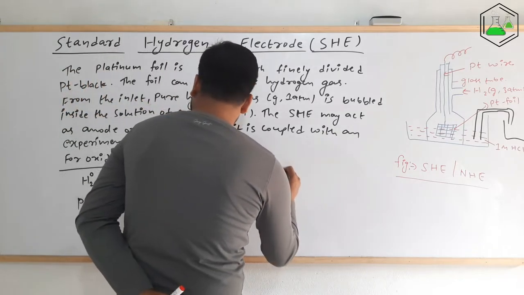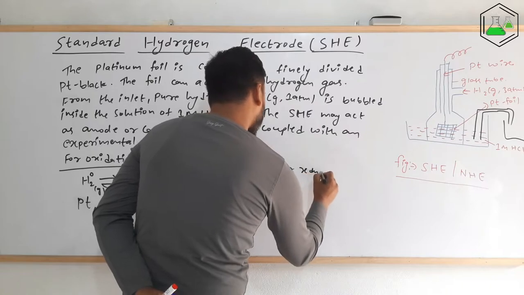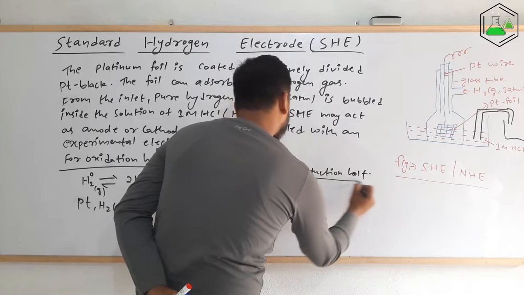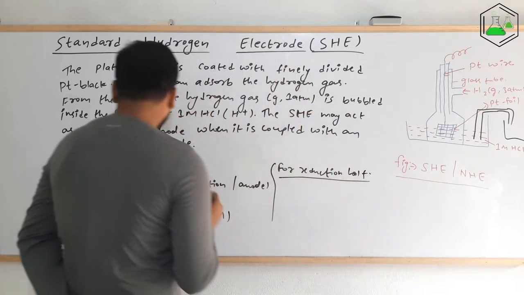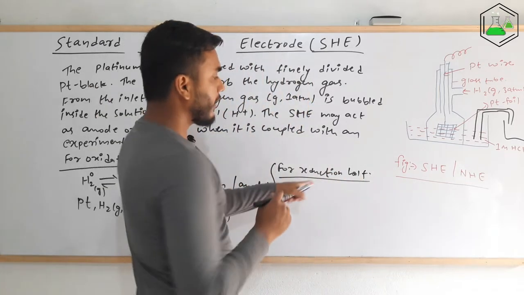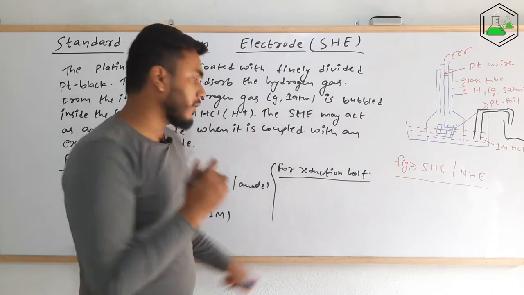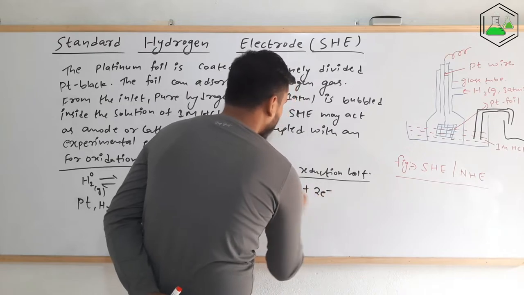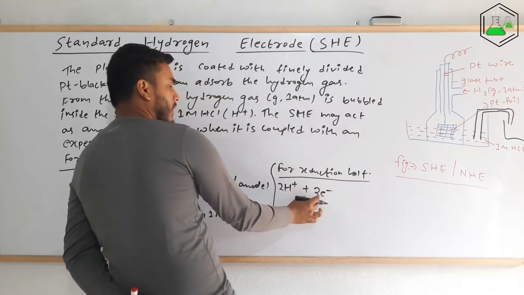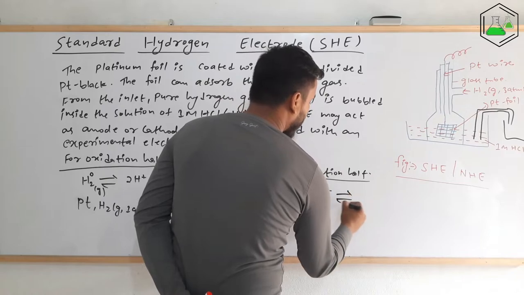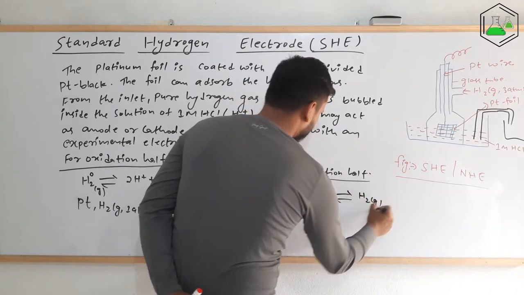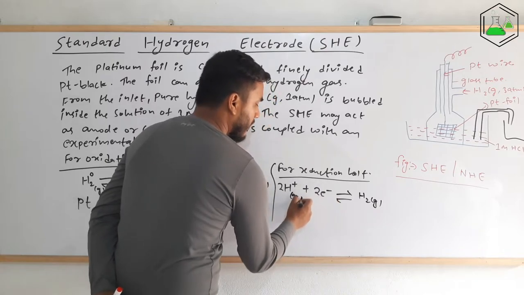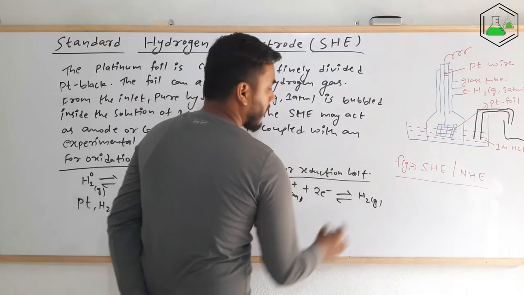Similarly, for the reduction half, that is when this electrode acts as a cathode, what type of reaction is possible? In the reduction half, it will gain electrons. That means H+ will gain electrons. Actually, 2H+ will gain 2 electrons and give us H2 gas. So this H+ is aqueous, and this is the electron in the solution. They will combine to give H2.